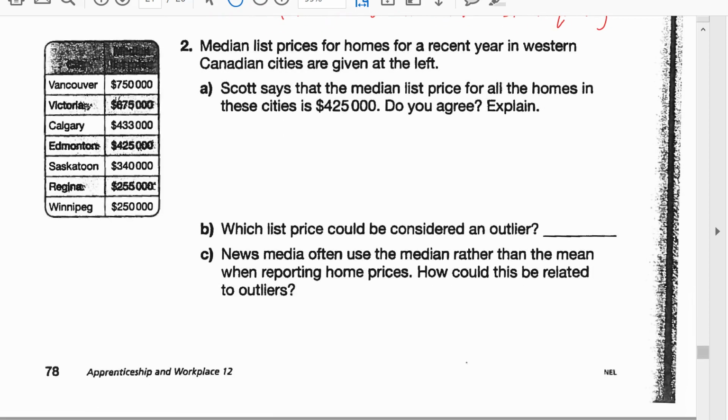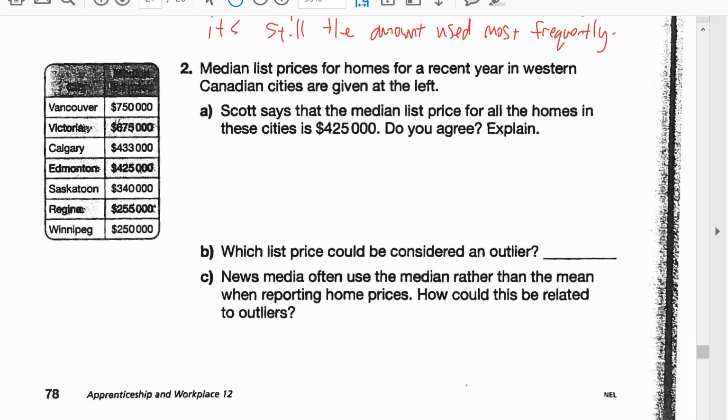Okay, number 2. Median. List prices for homes for a recent year in Western Canadian cities are given to the left. Scott says that the median list price for all the homes in these cities is $425,000. Do you agree? Explain. He said the median.